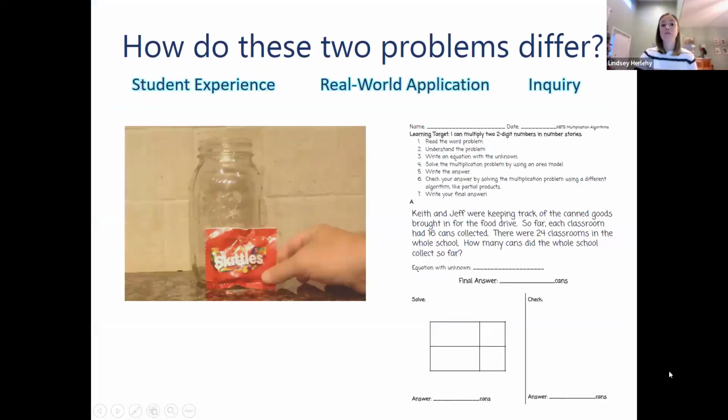Now, when we think about 3-act math tasks, I want you to consider these two problems, all right? And you can throw your thoughts in the chat also, but the problem that you have on the left is the Skittles problem. So that's the one that we just did. This essentially answers a 4th grade standard that was multiplying two-digit numbers using graphical representations, area models, and I think it was partial products.